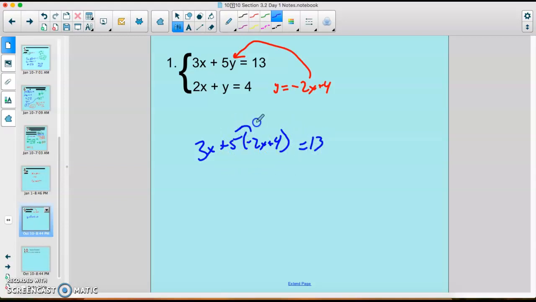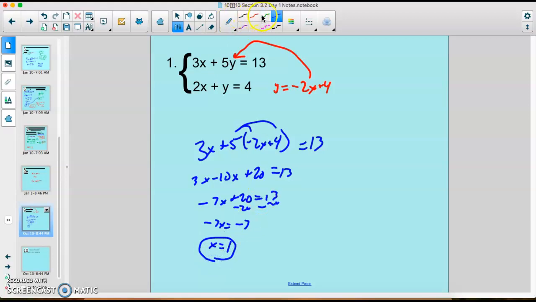Okay, first step, distribute. And so I end up with 3x minus 10x plus 20. That all equals 13. We combine like terms. Here we get negative 7x plus 20 equals 13. When we subtract 20, we get negative 7x equals negative 7, and so x equals 1.